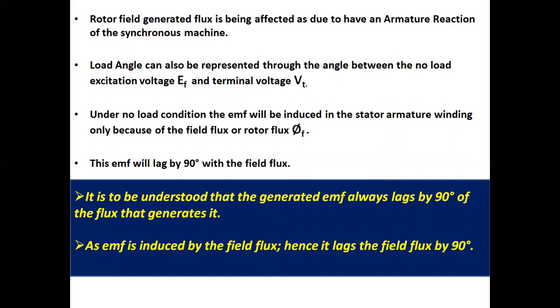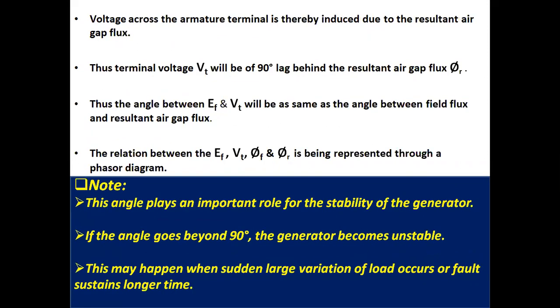It is to be understood that the generated electromotive force always lags by 90 degrees the flux that generates it. As electromotive force is induced by the field flux, it lags the field flux by 90 degrees. Voltage across the armature terminal is induced due to the resultant air gap flux. Thus, terminal voltage Vt will be 90 degrees lagged behind the resultant air gap flux phi r.